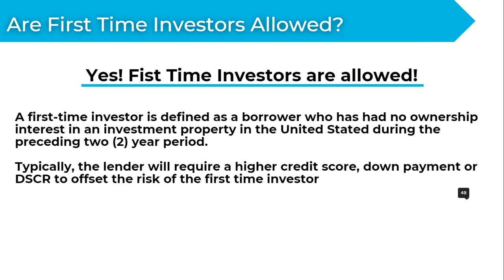Are first-time investors allowed? Most DSCR lenders do work with first-time investors, which is great news. Now, a first-time investor is going to be defined as a borrower who has had no ownership interest in an investment property in the United States during the preceding 2-year period. And then typically what the lender is going to require is a higher credit score, down payment, or DSCR to offset the risk of working with a first-time investor.